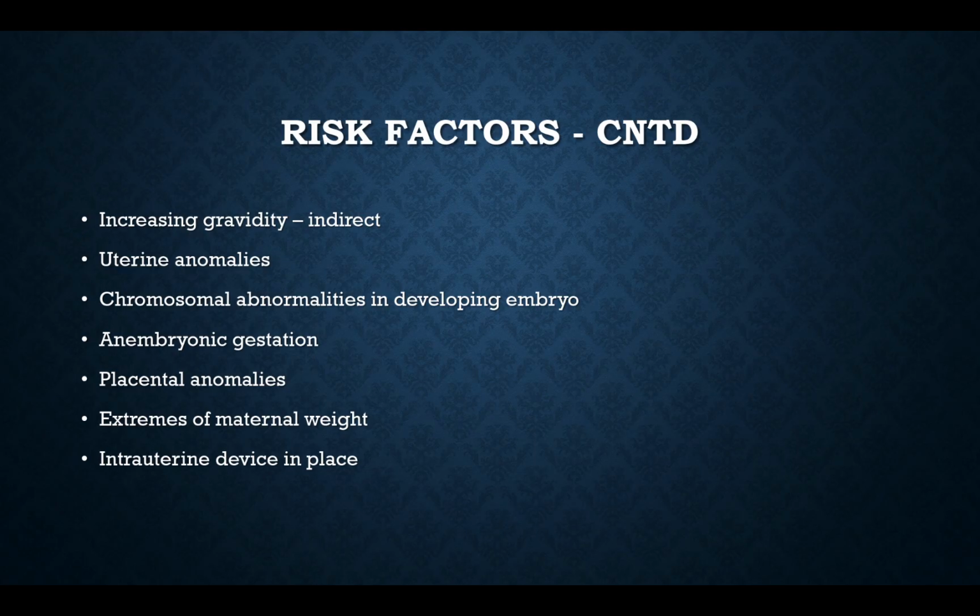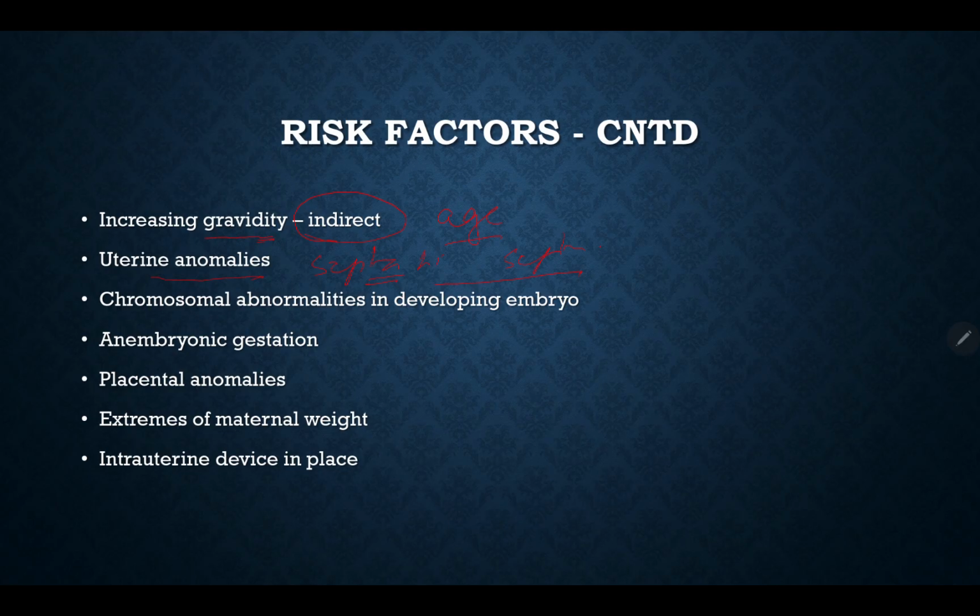Now, another risk factor is increasing gravidity. It is indirect, it is not directly associated, because as the gravidity increases, if she becomes third gravida, fourth gravida, fifth gravida, that means her age is also increasing, and we have just seen how age is an important and dose dependent risk factor for spontaneous pregnancy loss. Then any uterine anomalies like septate uterus or bicornuate uterus, like in septate uterus, if placenta implants on the septum, then it may result in early pregnancy loss.